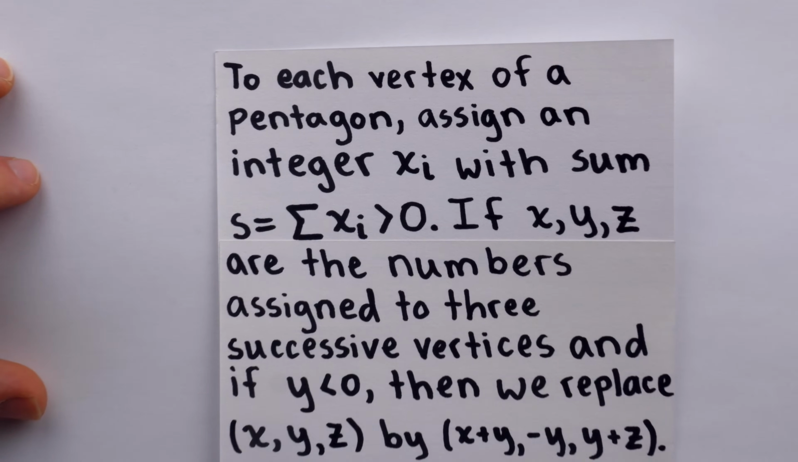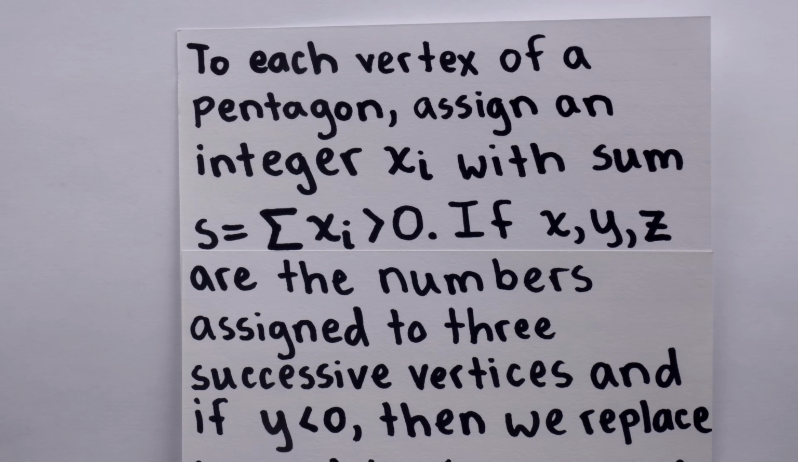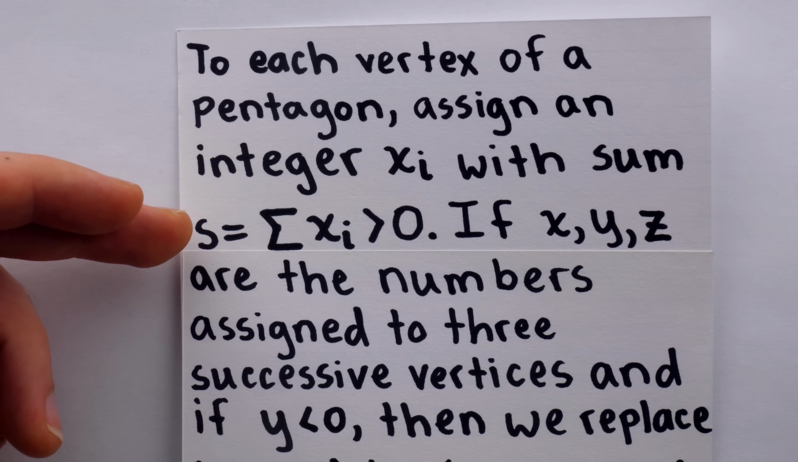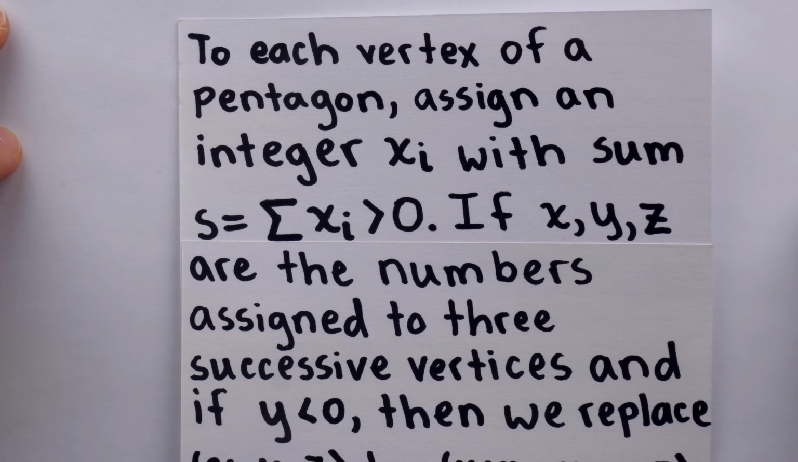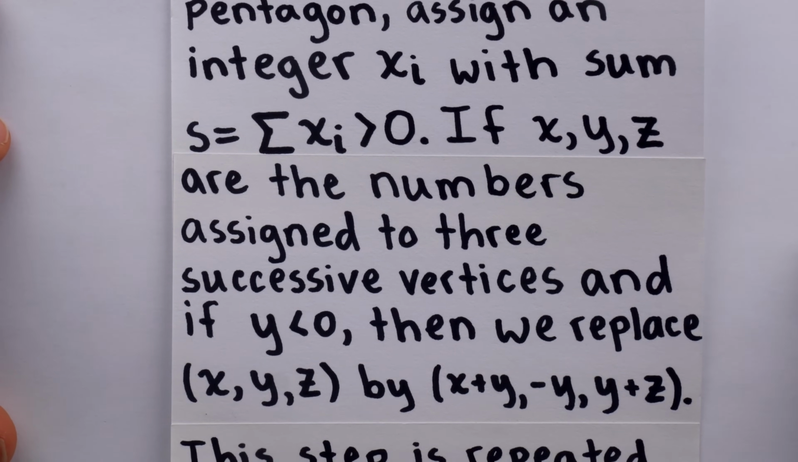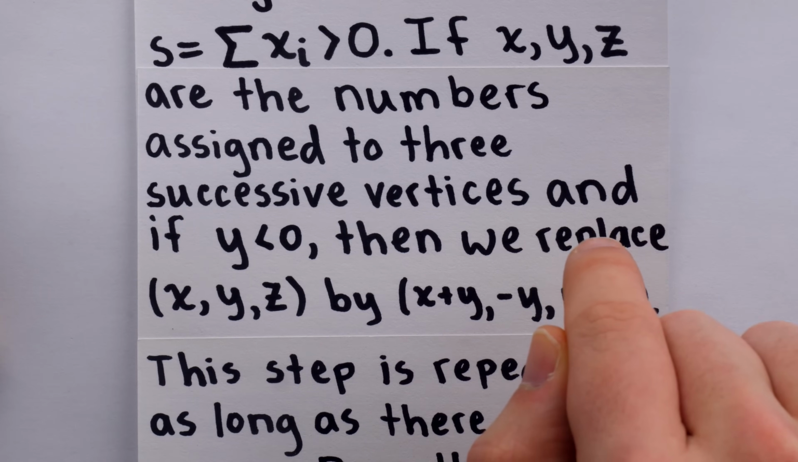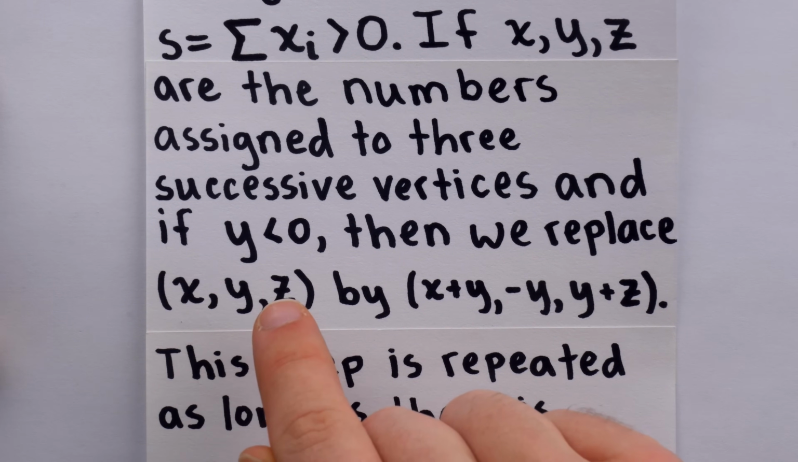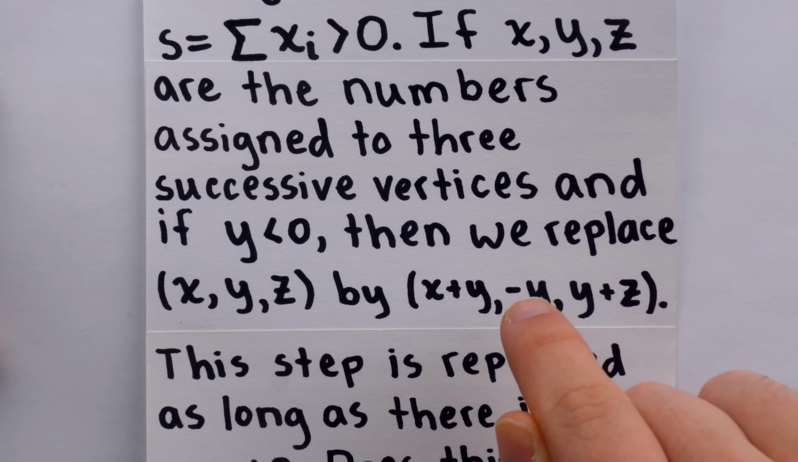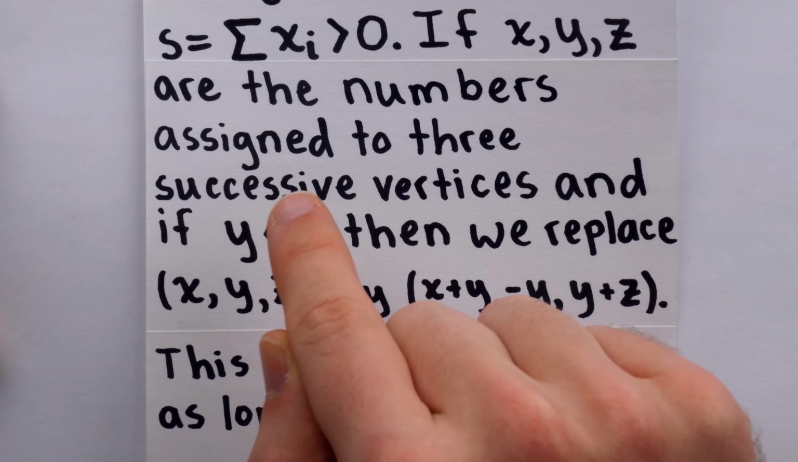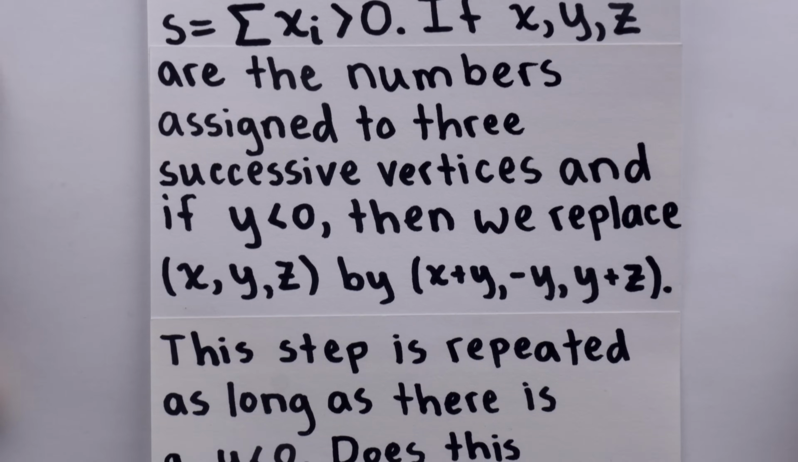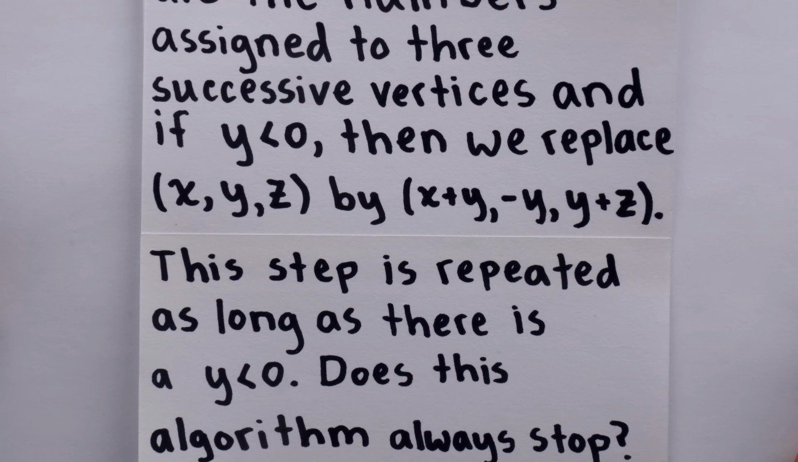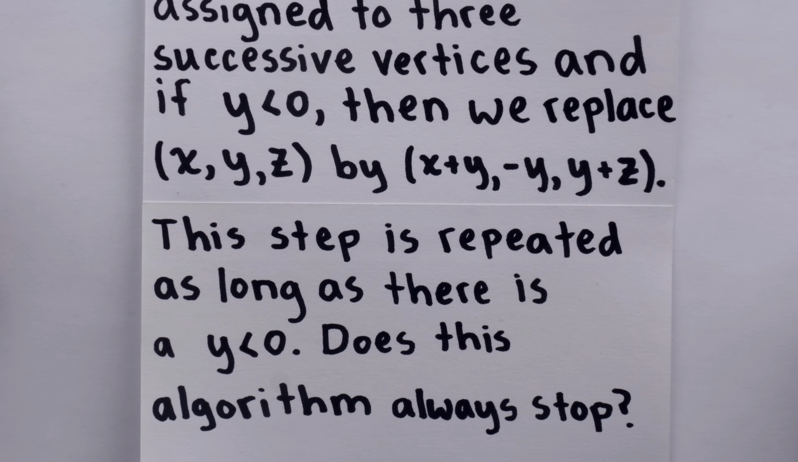To each vertex of a pentagon, assign an integer x_i so that the sum of the 5 integers, say s, is positive. If x, y, and z are the numbers assigned to 3 successive vertices along the pentagon, and if y is negative, then we'll replace those 3 vertex numbers x, y, and z by x plus y, negative y, and y plus z. So note that negative y here gets turned into a positive because it gets negated. Then this step is going to be repeated as long as there is a y that's less than 0. The question is, does this algorithm always stop?